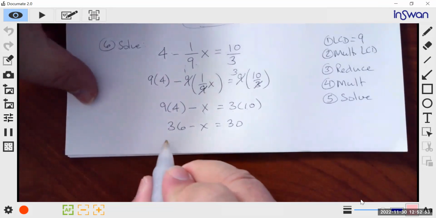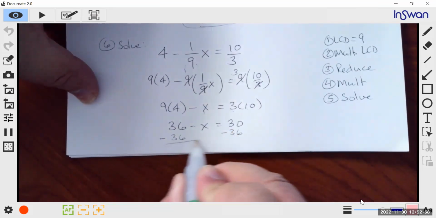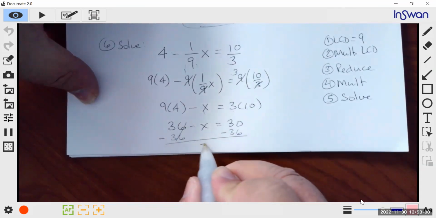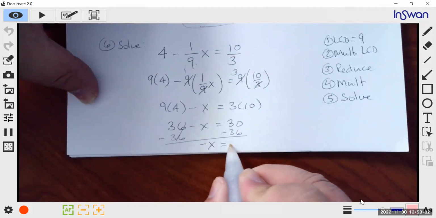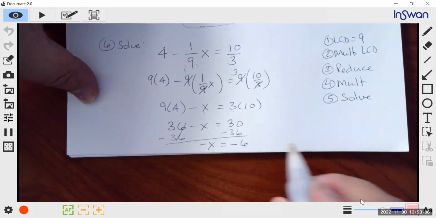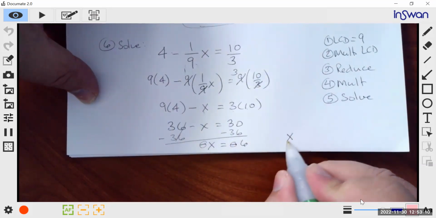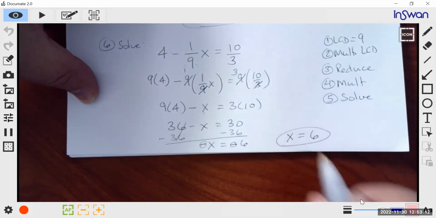And solve. Subtract 36 from both sides. Negative x equals 36 is bigger, 36 minus 30 is 6. Change the signs. X equals 6.